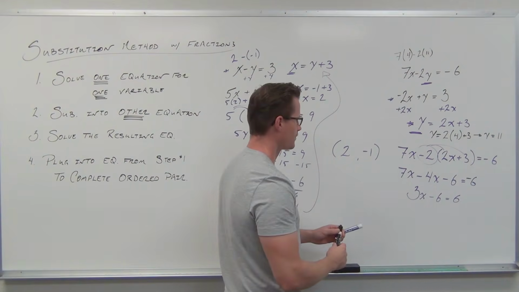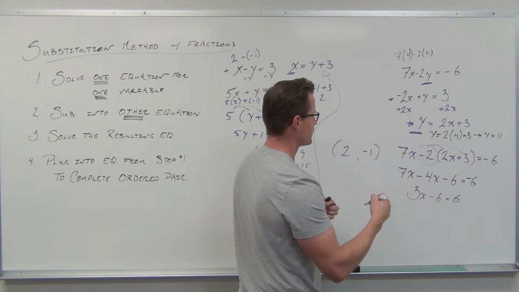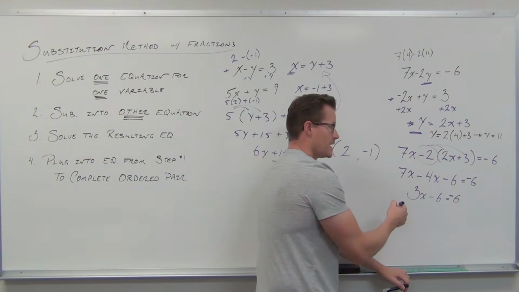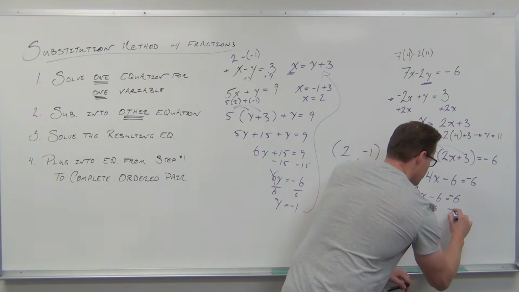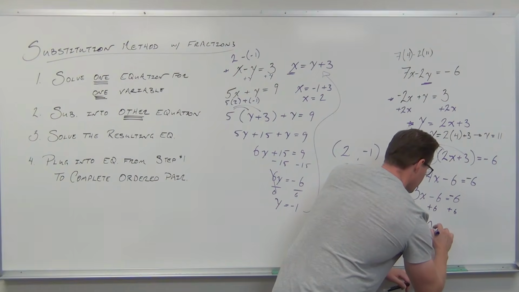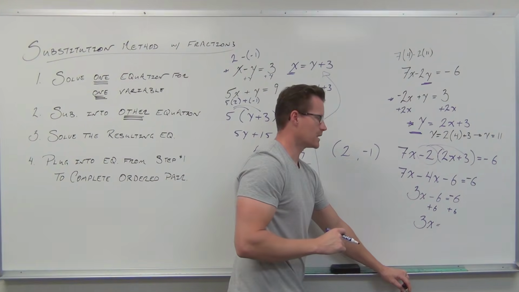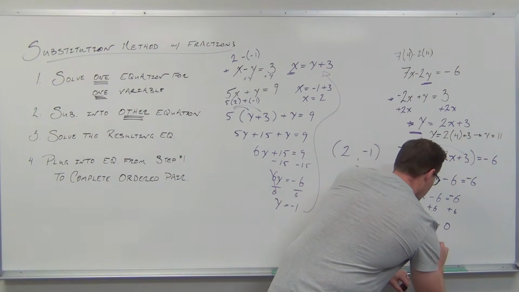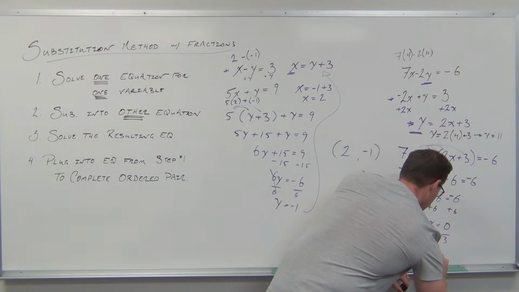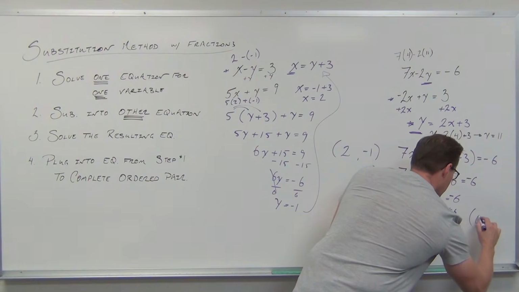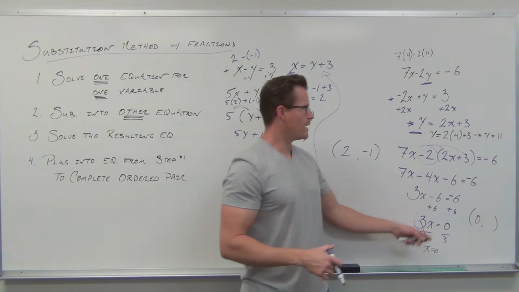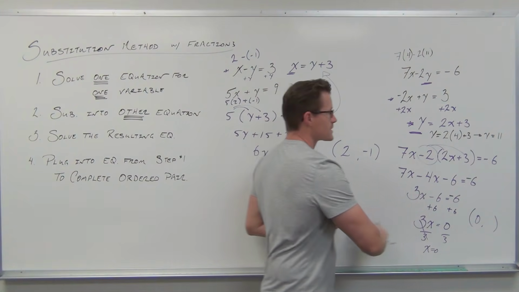So let's see. So if that's a negative, if I add 6, oh, now negative 6 plus 6 is 0. Look at that. And divide by 3, x is 0. I've completed half the point. I go back up here. It's not 4 anymore. This is 0.